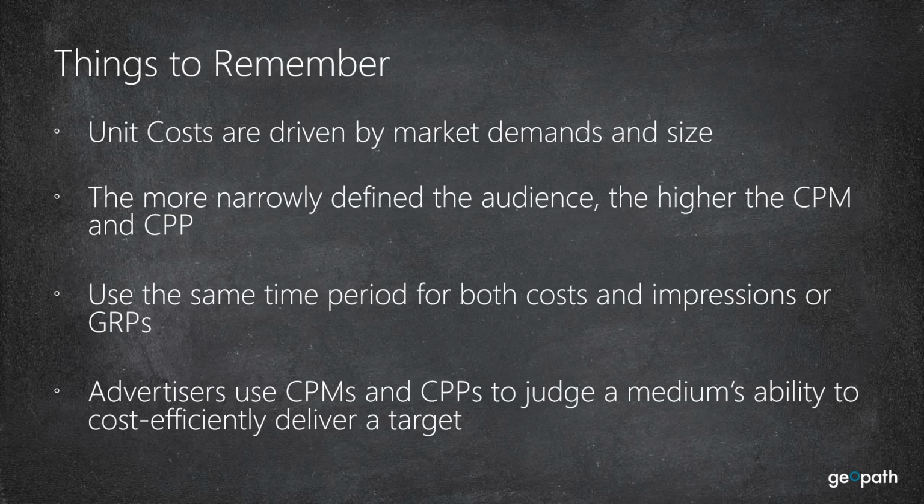Here are some things to remember. Unit costs are the result of marketplace factors and vary from format to format and market to market. Don't be surprised when you see CPMs in the double digits when evaluating against narrowly defined target audiences. The inverse is true as well. With the same unit cost, more broadly defined demographics yield lower CPMs. It's important that the same time period be used when calculating CPMs and CPPs. Advertisers use CPMs and CPPs to judge a medium's ability to cost-efficiently deliver a market and audience.